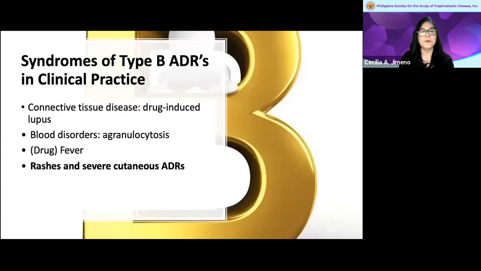And these are some examples of syndromes of type B ADRs in clinical practice. Connective tissue diseases such as drug-induced lupus, granulocytosis. So that's a clue. Typically, if it's just one cell line that is affected, especially the white blood cells, this is not the type A ADR, but rather a type B or bizarre adverse drug reaction. Drug fevers, and of course, later on, we'll talk about this. The severe cutaneous adverse drug reactions are also mostly type B or bizarre ADRs.